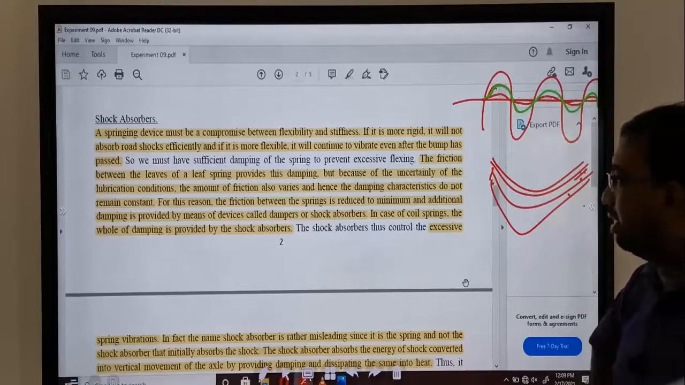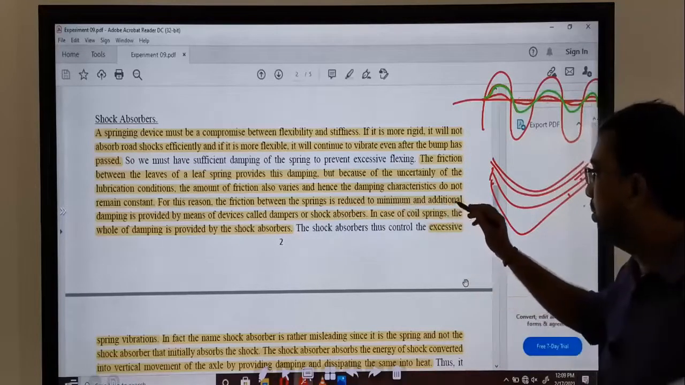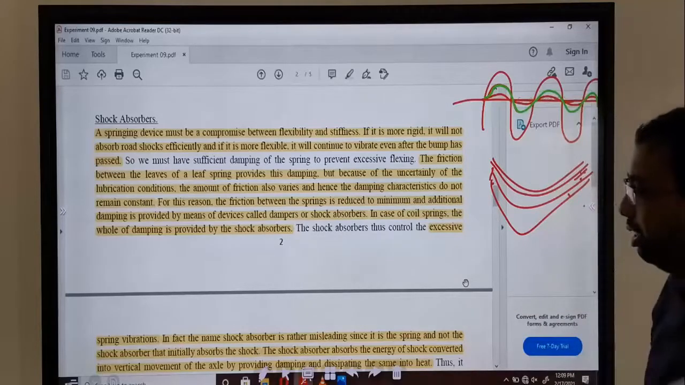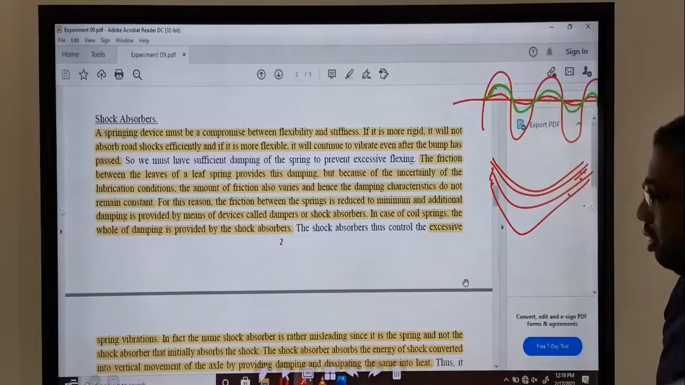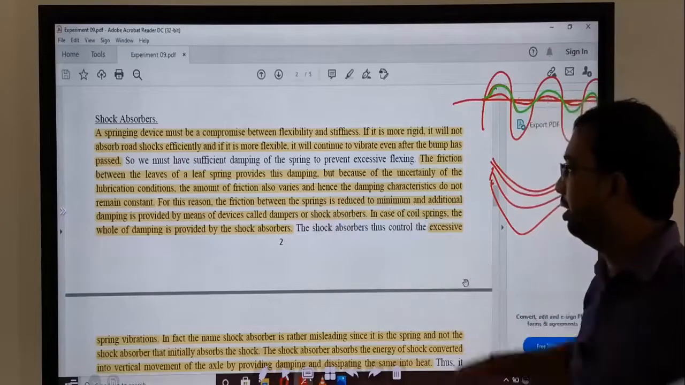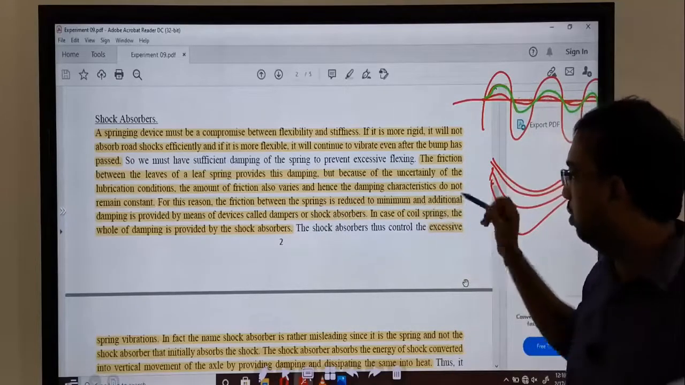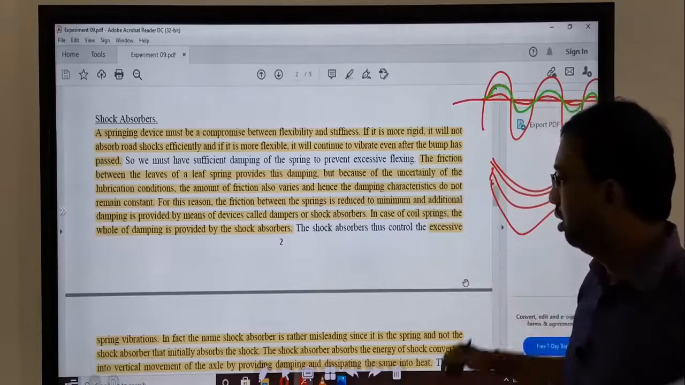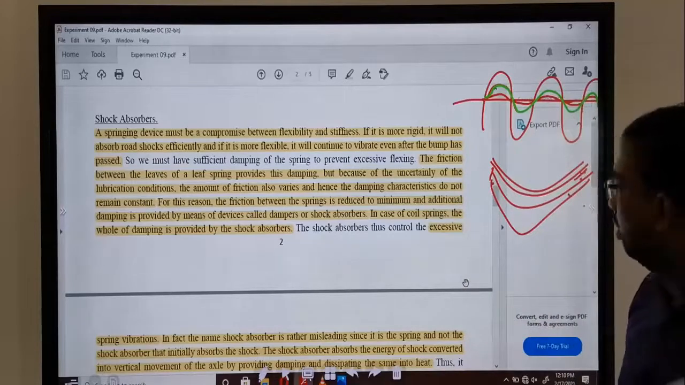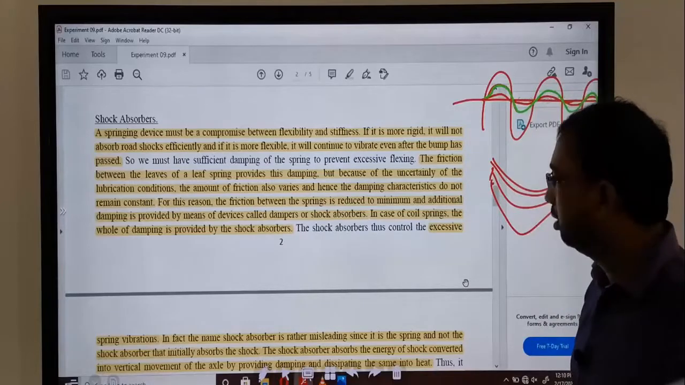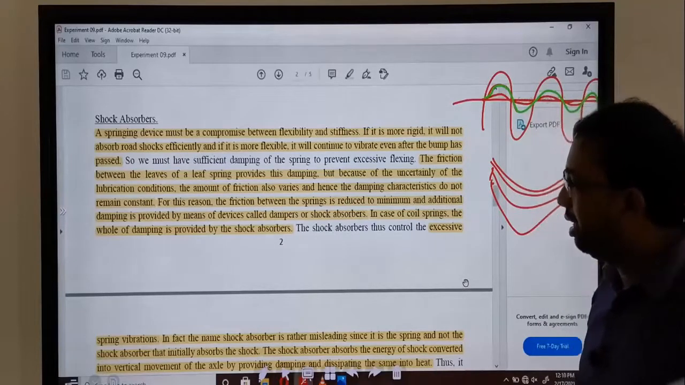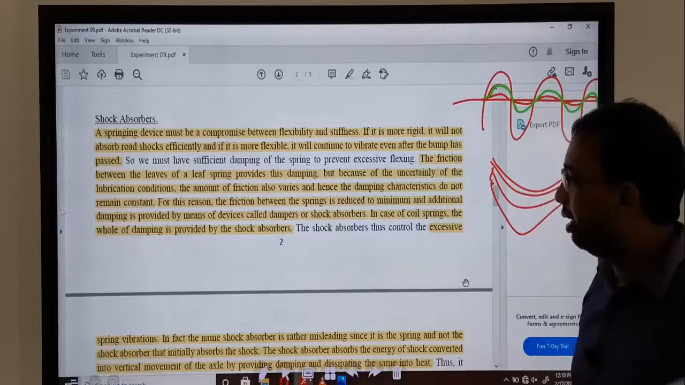For this reason, the friction between the springs is reduced to a minimum and additional damping is provided. Now we come to the springs. This is a leaf spring, so additional damping is provided by the dampers.